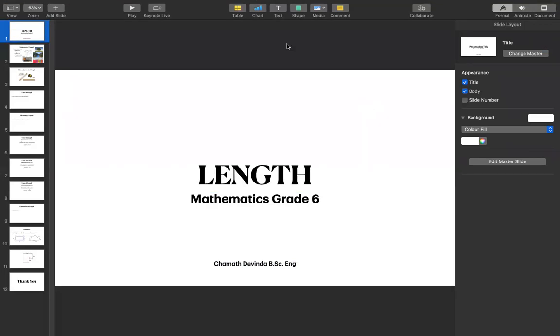Right, so when you hear the word length, what comes to your mind? Yes, Diga. Right, okay, that's okay. Yes, you should remember length. Then what else?